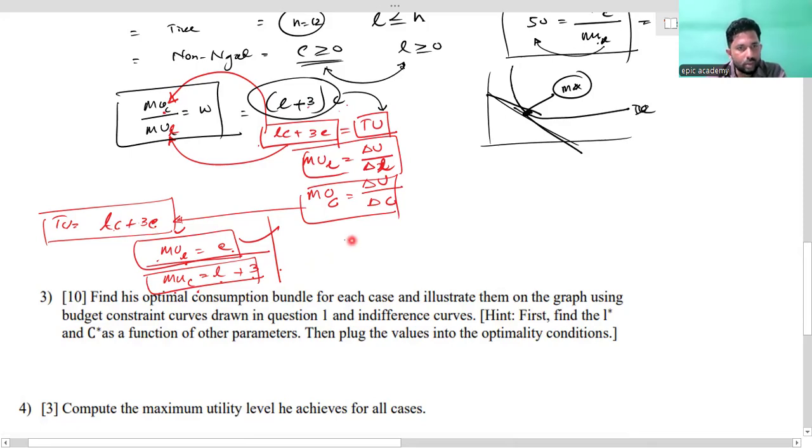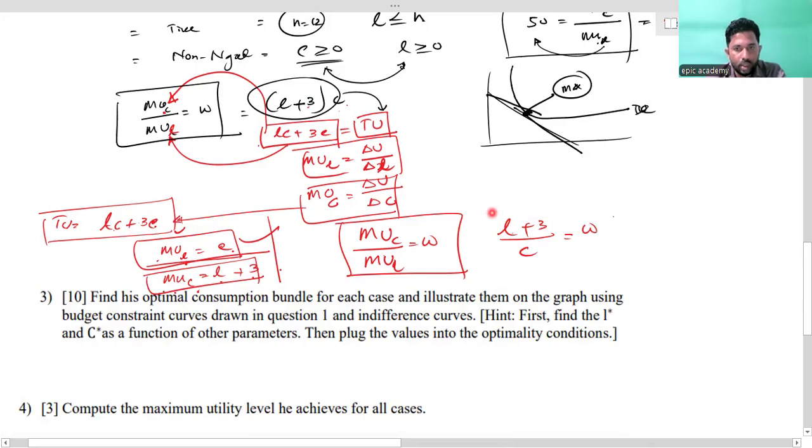Actually, you already identified that MUC divided by MUL becomes equal to the W. So then you can put the value for that one. MUC means L plus 3. MUL means C, must be equal to which? Am I correct? Who change in that one? Yeah, I think this is the final.